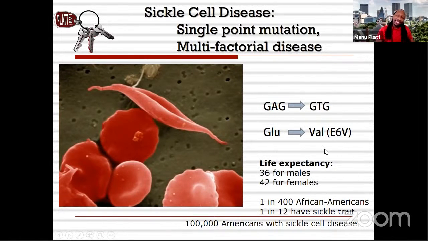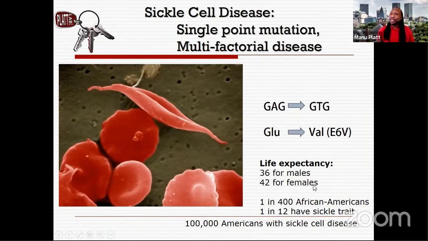And in the United States, it is still a health disparity, but it also still causes reduced life expectancy. Life expectancy for men is 36 and 42 for women. But it's a health disparity in the US. 1 in 400 African Americans have sickle cell disease, and 1 in 12 have sickle trait, meaning they're heterozygous.